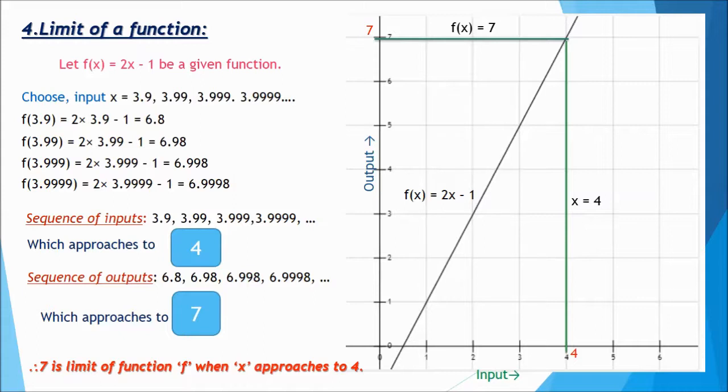We know that limit is always an approaching value. But in case of a function, if input approaches to a certain fixed value, then output will also approach towards a certain fixed value. That will be the limit of the function. Now, you can pause the video. You can draw this graph also. You can copy this theory.